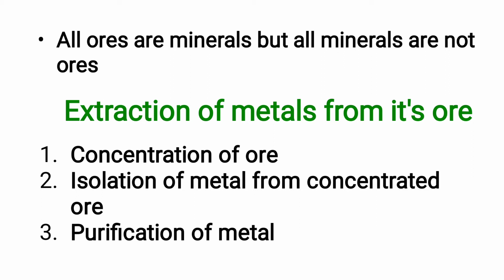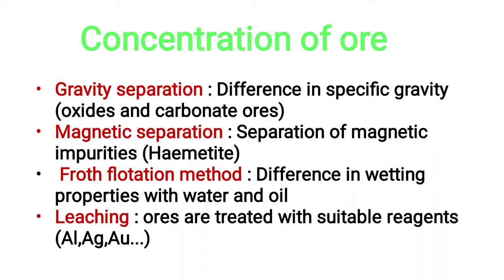There are different steps involved in the extraction of metals from their ore. They include concentration of the ore, isolation of the metal from the concentrated ore, and purification of the metal. Concentration of ore means the removal of gangue from the ore. Gangue is the impurities that contaminate the ore. Different methods are used for this concentration process: gravity separation, magnetic separation, froth flotation method, and leaching.